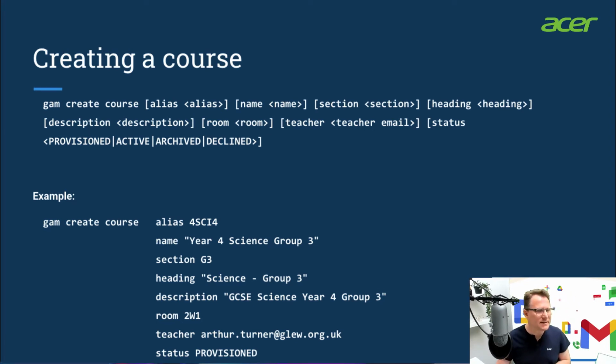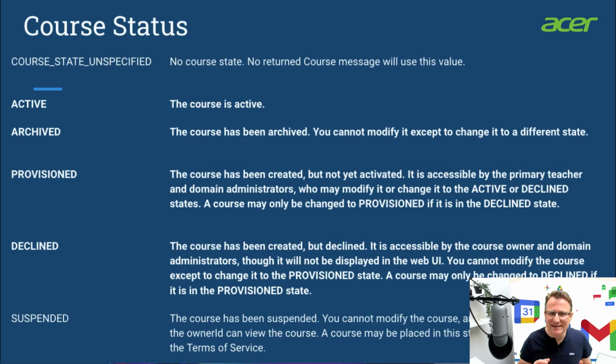So in terms of status, I'll just show you what that possibly could be. When we look at status, there are 4 statuses that you can use: active, archived, provisioned, and declined. Suspended is also one, but you won't have access to that one. That's really if you breach the terms and conditions, your terms of service around Google and using Workspace. That's when you're in the hot water, and that course could be suspended because you've breached that terms of service. But you would use typically active, meaning the course is active and it's in use. Archived means that you could only edit that course to take it out of that archive status.